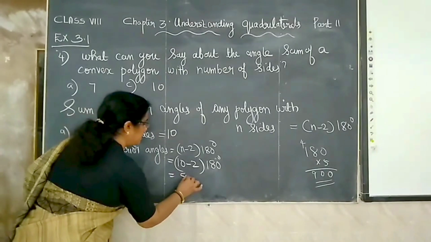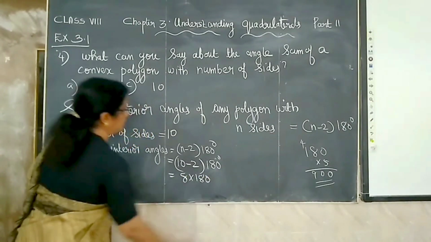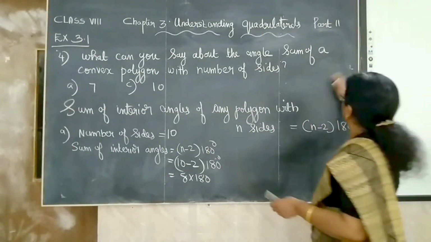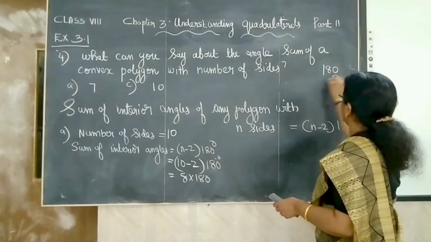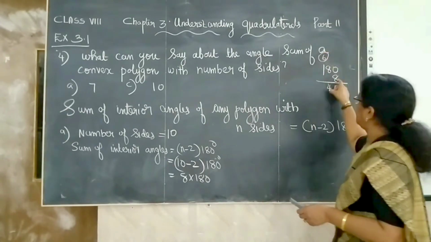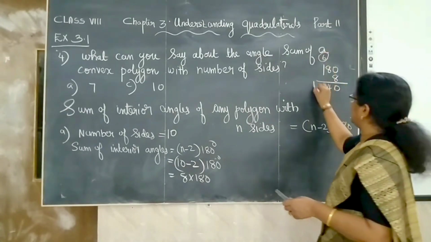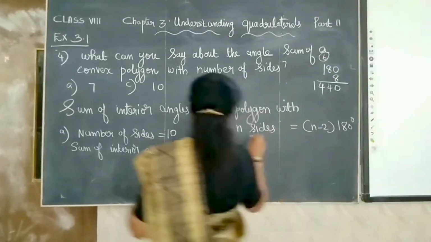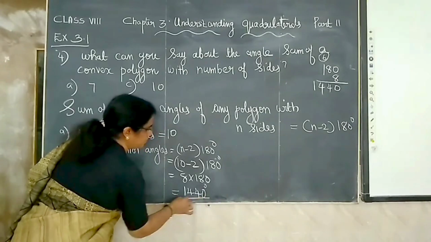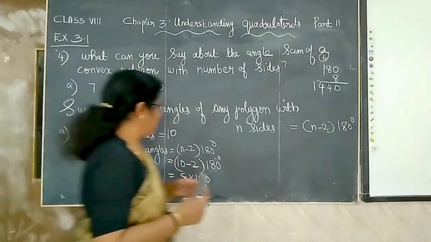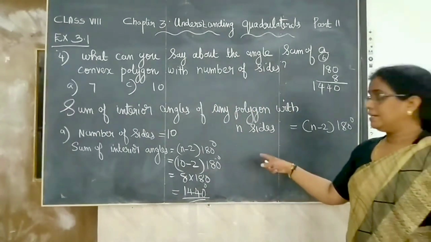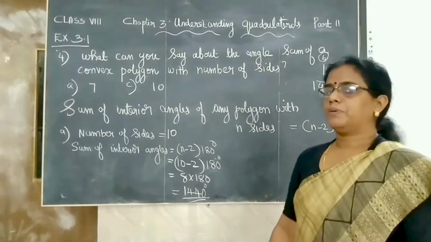That is 8 multiplied by 180. That is, 180 we have to multiply with the 8. 180 multiplied by 8. 8 zeros are 0. 8 8s are 64. 8 1s are 8. 8 plus 6 is 14, so 40 with the carry. Therefore the answer is 1440 degrees. That is the sum of interior angles of a polygon with the number of sides 10.